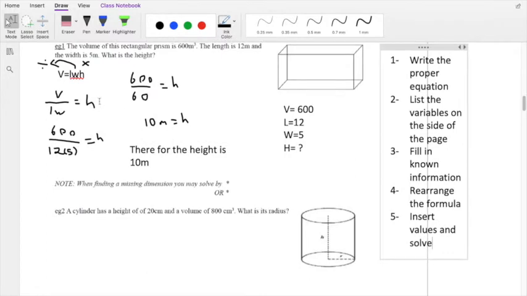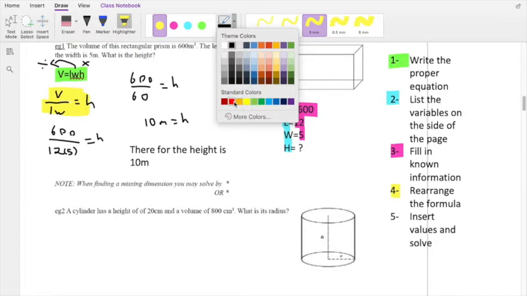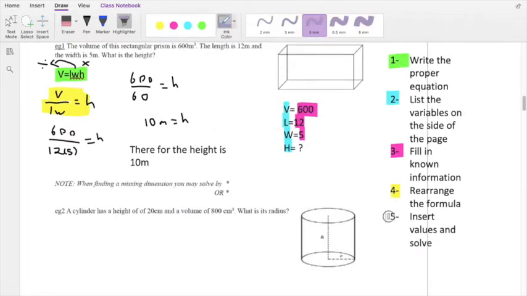So if we look through here, write the proper equation. This would be this step here. Then I list the variables. That would be this step here. Next would be fill in. This is where I would have done it here. Next I would have rearranged the equation, which would have been this step here. And last but not least, let's get a different color. Let's go with a purple. Last but not least, I insert values and solve, which is this step right here.